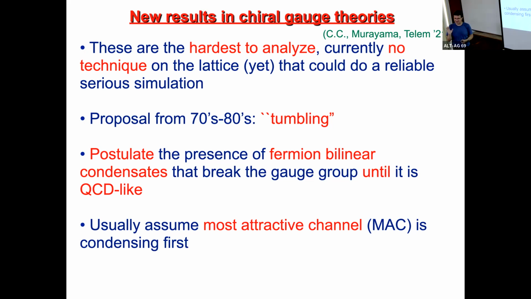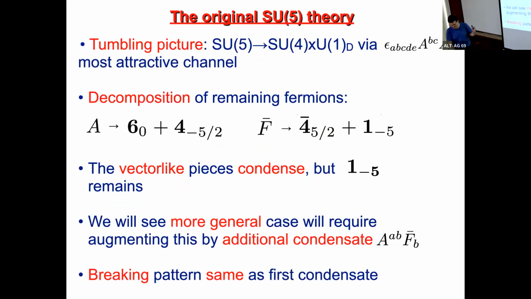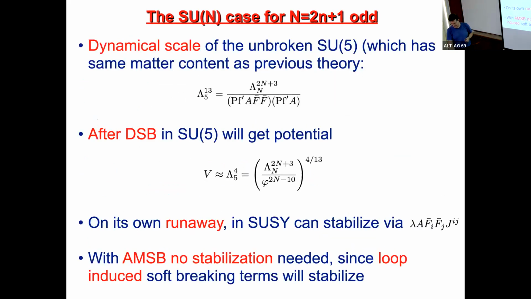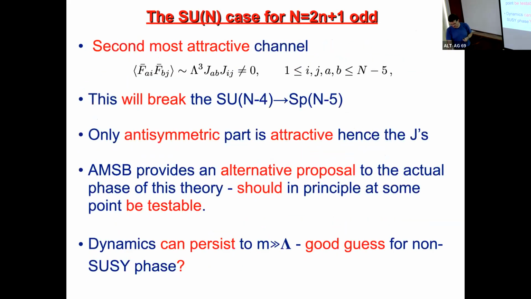We are getting something very similar, but instead of having just a single condensate, we have to postulate two condensates in order to get the symmetry breaking pattern that supersymmetry is trying to tell you. So we did all of these SU(5) and then SU(N) with antisymmetric, even flavors, odd flavors. I'm not going to go through that.